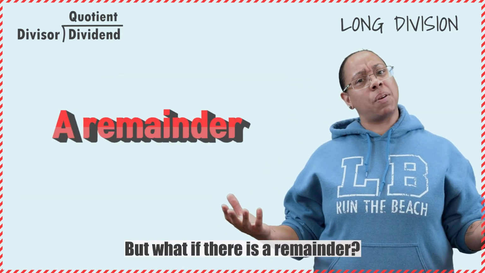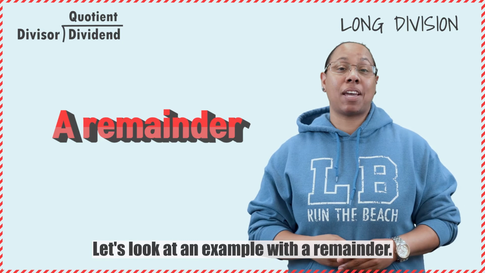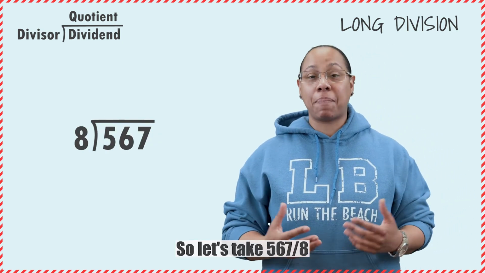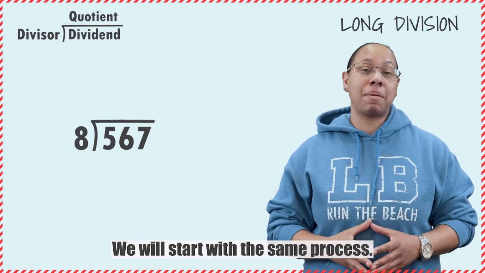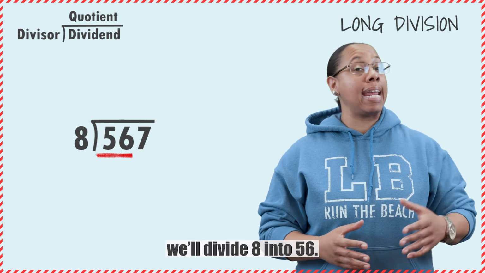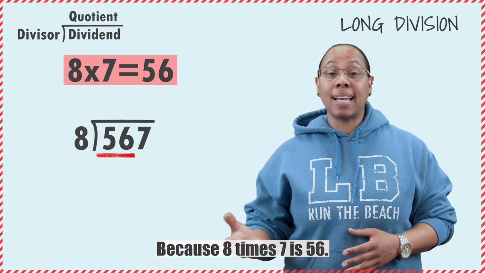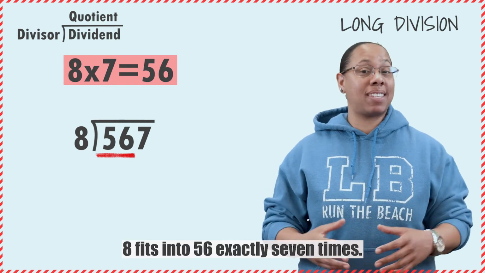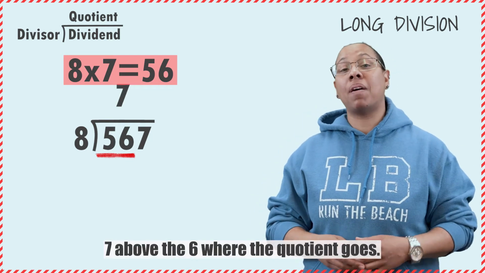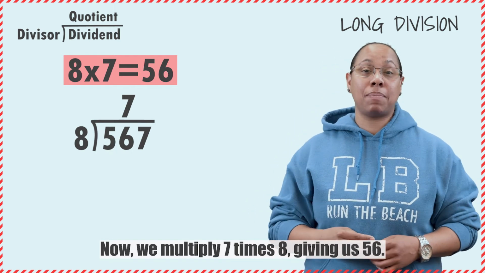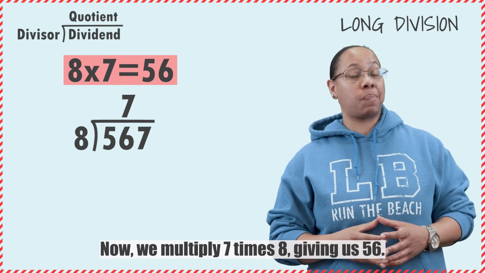But what if there is a remainder? Let's look at an example with a remainder. So let's take 567 divided by 8. We'll start with the same process. Since 8 doesn't fit into 5, we'll divide 8 into 56. Because 8 times 7 is 56, 8 fits into 56 exactly 7 times. We'll write that 7 above the 6, where the quotient goes. Now we multiply 7 times 8, giving us 56.